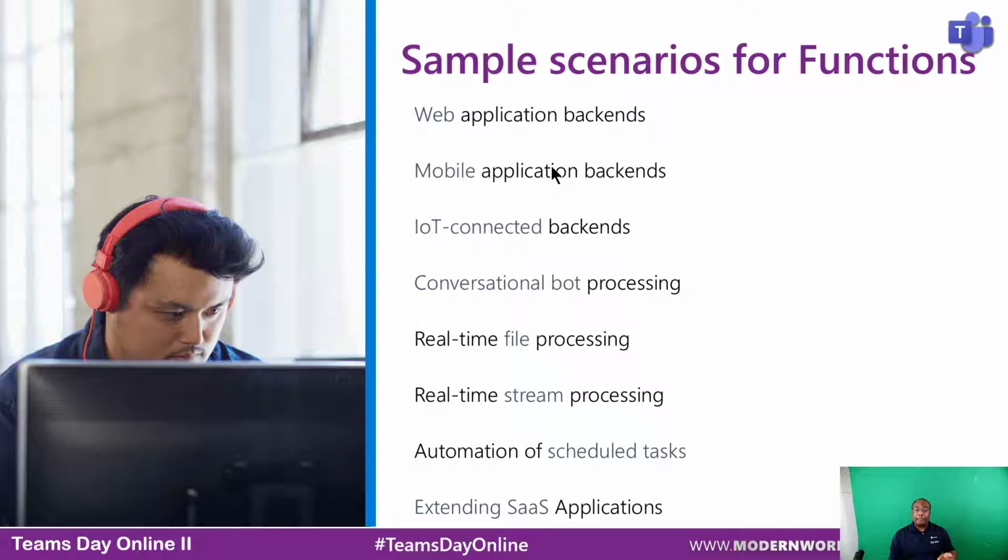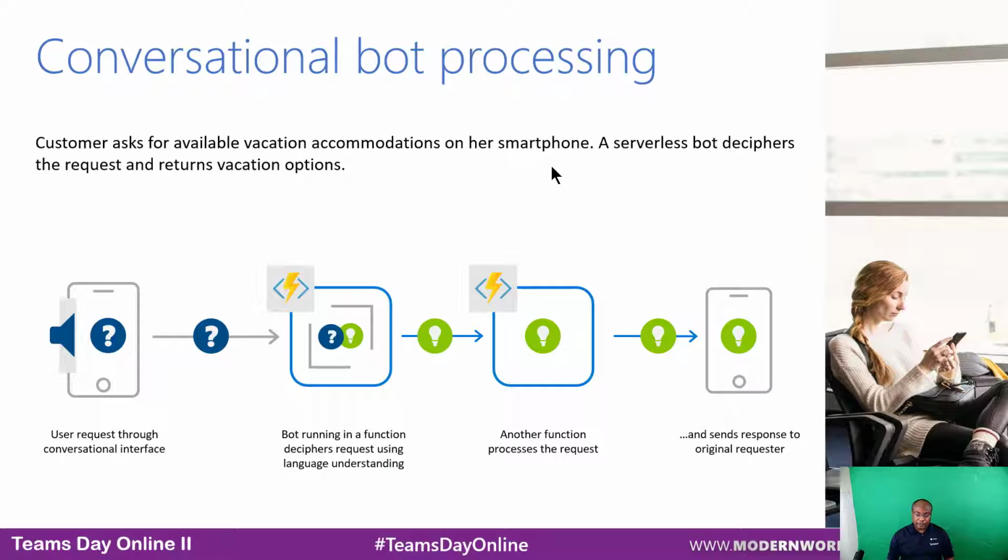And for our two examples that we're going to do in our demo here today, one of them is definitely going to be extending a SaaS application, because Teams is software as a service and we're going to be extending it. And the other one, you can consider a web app backend because you're going to be doing some processing. But most of it is definitely extending a SaaS application.